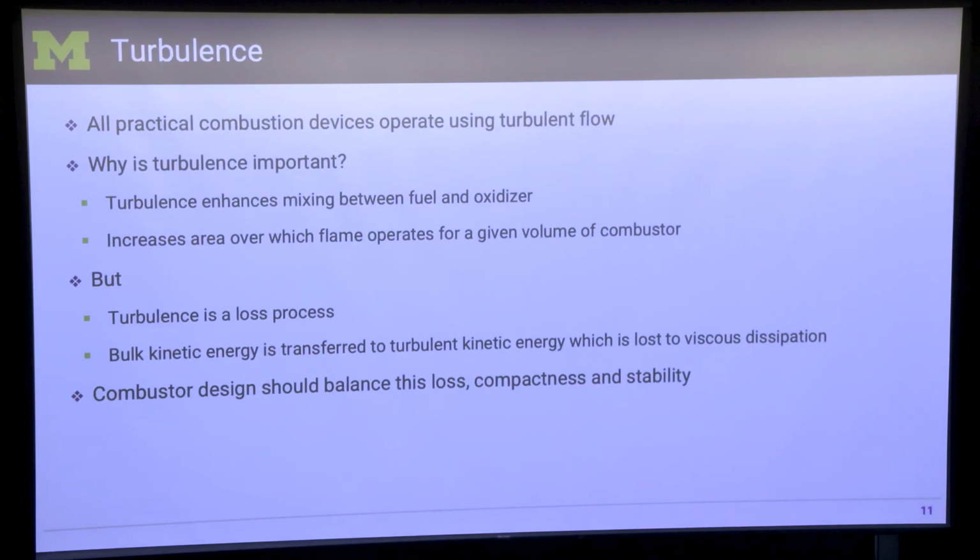Turbulence, to me, is a loss mechanism inside any combustor. It invariably takes bulk flow velocity, bulk kinetic energy, transfers it into turbulent kinetic energy, and then dissipates it as heat. And anything that goes out as heat, you cannot use as useful work. So by taking turbulent kinetic energy and putting it into heat, you're losing some efficiency of the system.